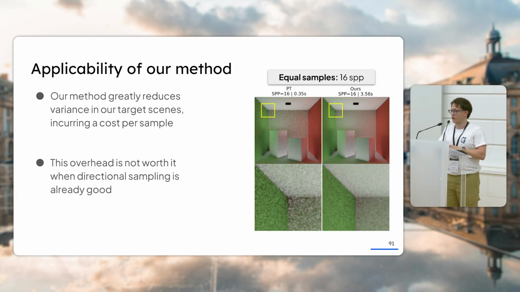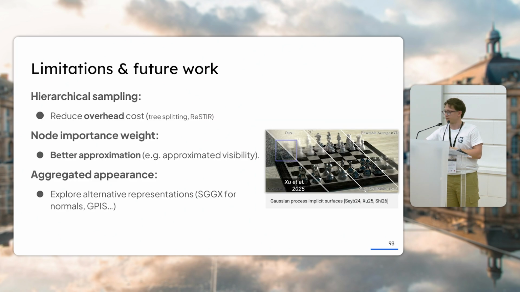Finally, the applicability of our method. It greatly reduces the variance in target scenes, but it incurs some cost per sample, and this overhead is not worth it when directional sampling is already good, such as this Cornell box example.